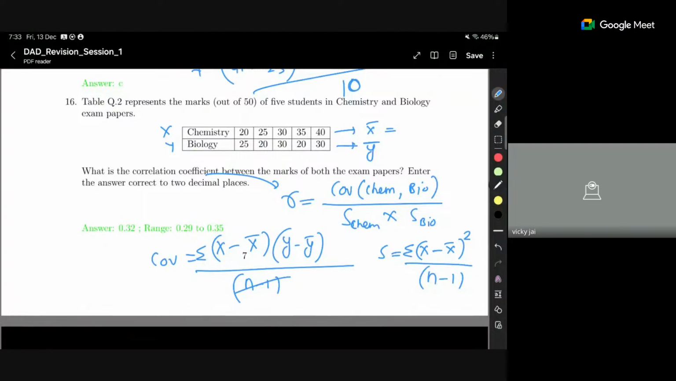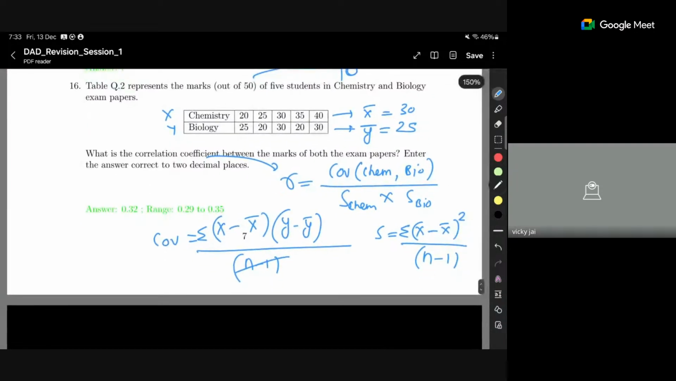So 20 plus 25 plus 30 plus 35 plus 40, that's 150 divided by 5, which is 30. So this is coming out to be 30. Then 25 plus 20 plus 30 plus 20 plus 30, so this is 125 and divided by 5 is 25. So this is what it's coming out.